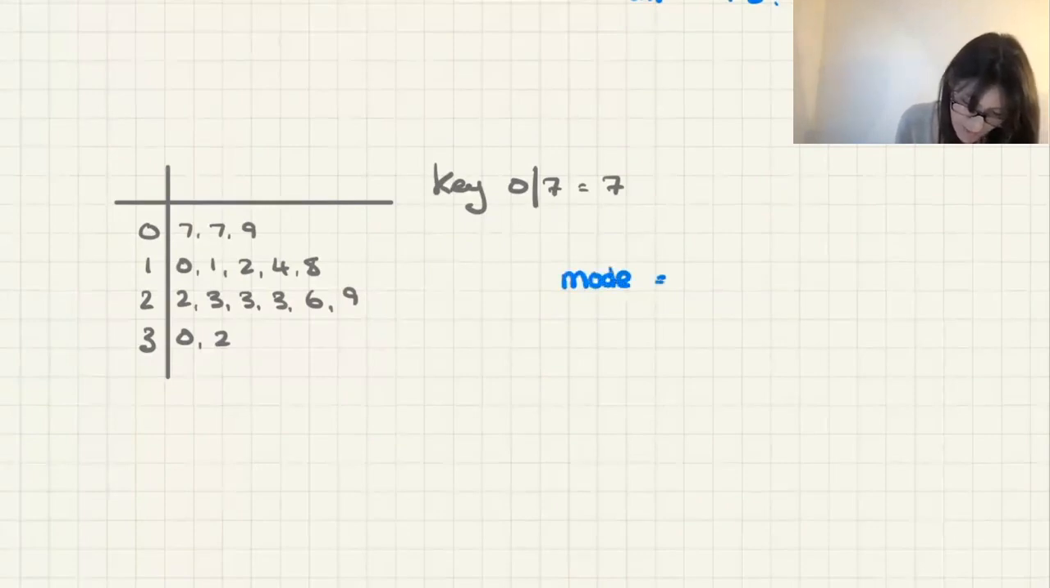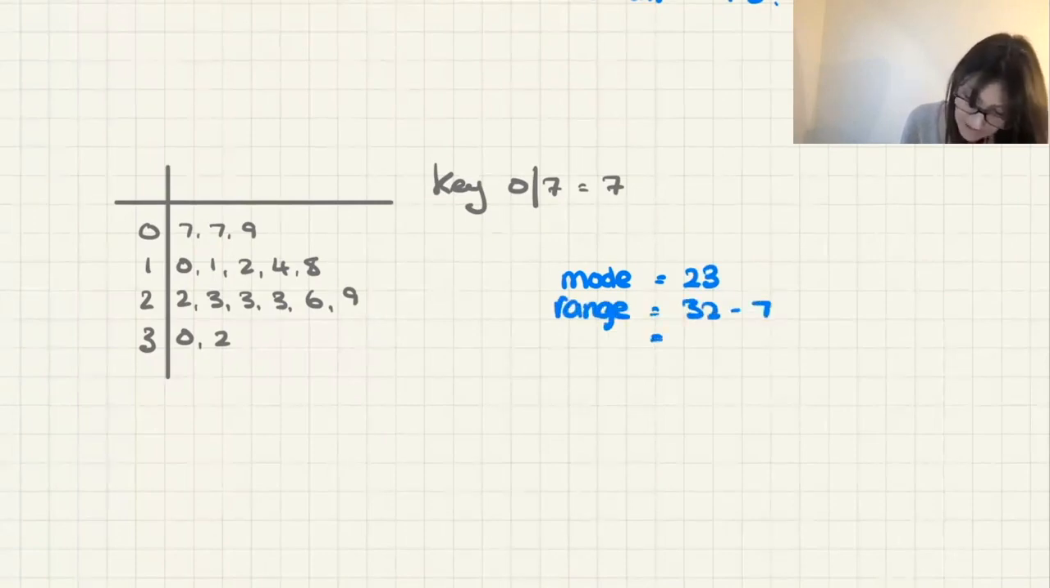Okay, so the mode. I've got 2 7s here at the beginning. Let's get my lights. There we go. So it could be 7 coming up twice. But if I keep looking along, I can see here 3 numbers in a row means 23 has come up 3 times. So 23. Range is my biggest, which is 32. Take away my smallest, which is 7. And 32 take away 7 is 25.